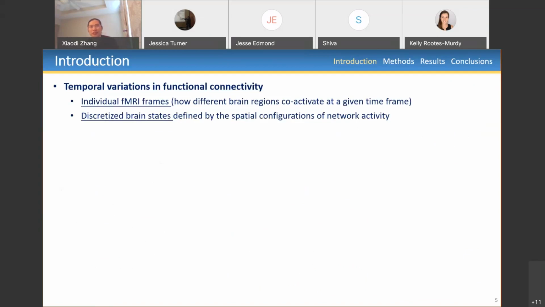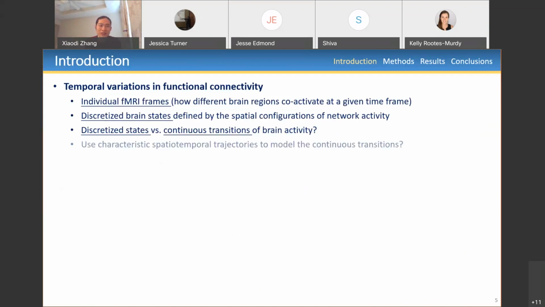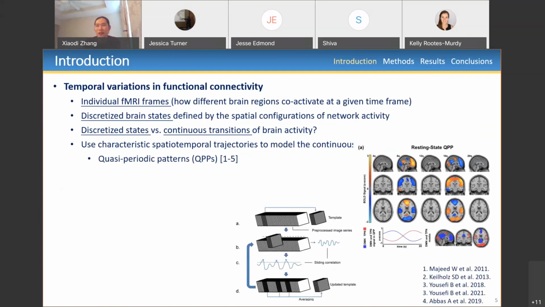So this essentially creates discretized brain states that are defined by the spatial configurations of network activity. You may be wondering, in reality, these things might be continuous. Could we figure out a way to model the continuous transition of brain activity using some sort of characteristic spatial temporal trajectories? In the past, in our lab, we developed a method called quasi-periodic patterns, also known as QPPs.